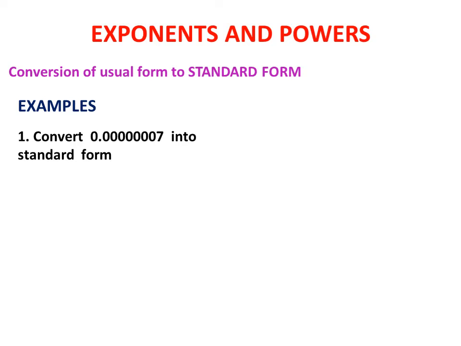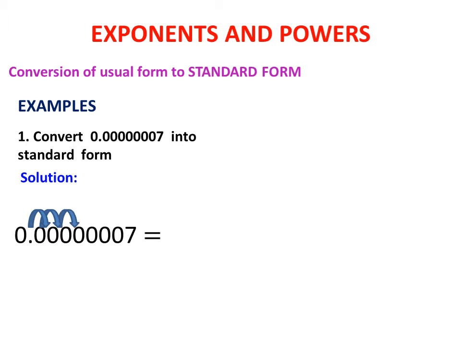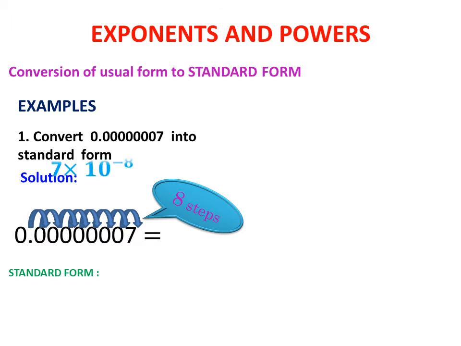Convert 0.00000007 into standard form. How many steps you need to move the decimal point to make it as a standard form, children? Just count it and see. You have to move 8 steps. So your answer will be 7 into 10 to the power minus 8.